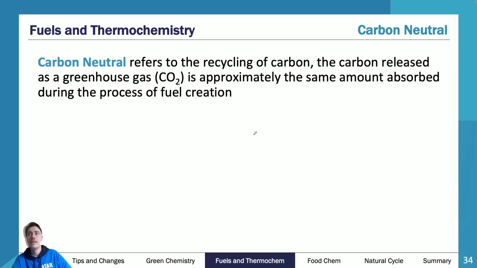Now, carbon neutral refers to the recycling of carbon. The carbon is released as greenhouse gas, CO2, and is approximately the same amount absorbed during the process of fuel creation. So this is something you may need to talk about.